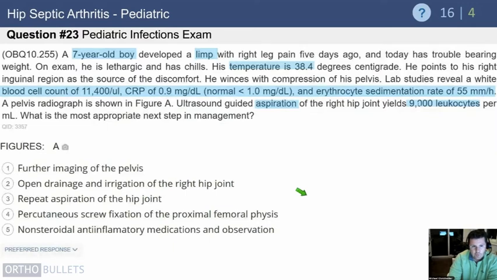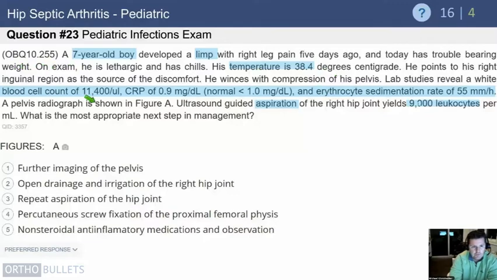So here's a 7-year-old boy with a limp. He has a temperature of 38.4. You can see that his laboratory studies show that his white blood cell count is fairly normal, his CRP is fairly normal, and he has a SED rate that's a little bit elevated. They have an aspiration that shows 9,000 white cells in the fluid, which is actually fairly low. So pretty much everything is normal here, with the exception that you are still sitting with an elevated SED rate of 55 and a little bit of a temperature, and he's also not bearing weight.